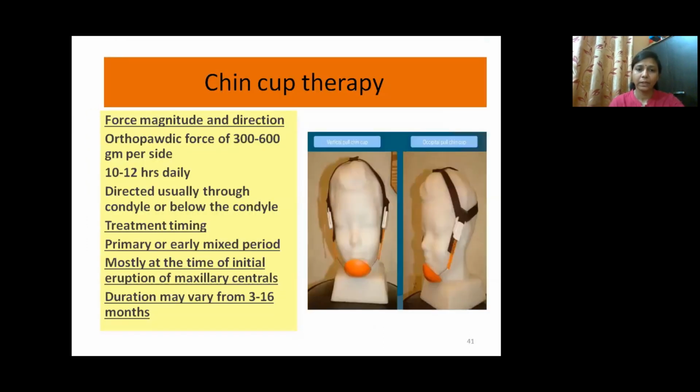Force magnitude and direction will be like force 300 to 600 gram per side, 10 to 12 hours daily force is required for chin cup, directed usually through the condyle or below the condyle, as I said. It is given in the primary or early mixed period, mostly at the time of initial eruption of maxillary central incisors. And the treatment duration for the chin cup therapy may vary from 3 to 16 months.